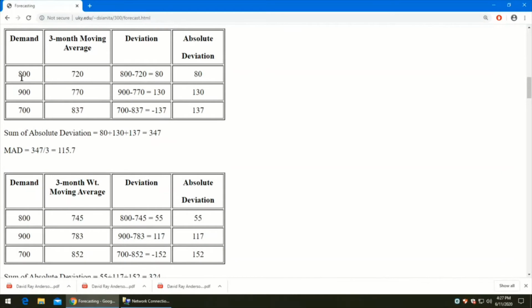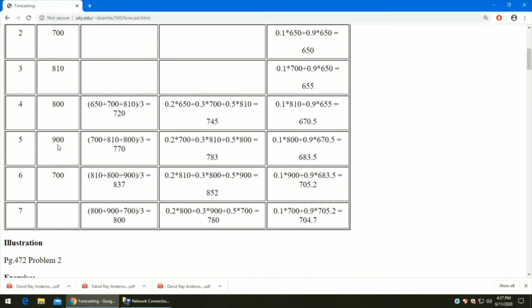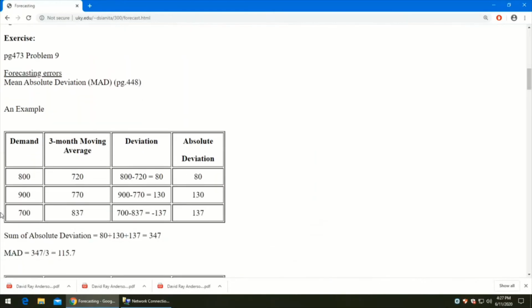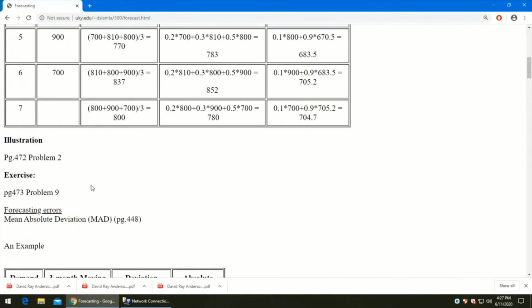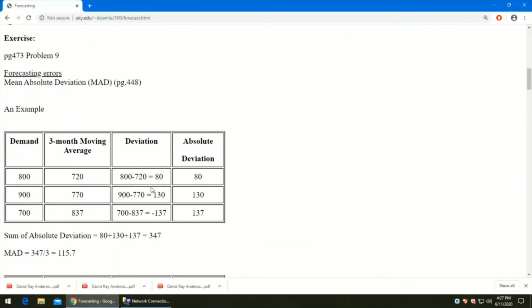If you look at this example, we have demand of 8, 9, and 700. So these are the last 3 months. The mean absolute deviation here would be based on the 3-month moving average for the last 3 months, because it has the impact of all previous months included in it. So the difference is between 720, 770, and 837 in this case. And then you just take this as an absolute value, because any negatives would be erased in this process, and for this particular process, you have the absolute deviation as a positive number.